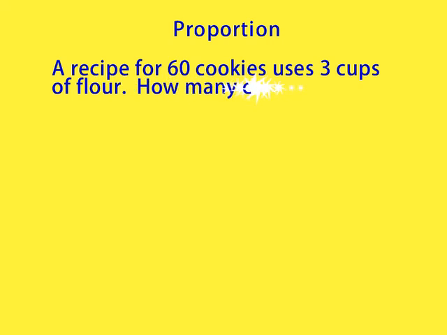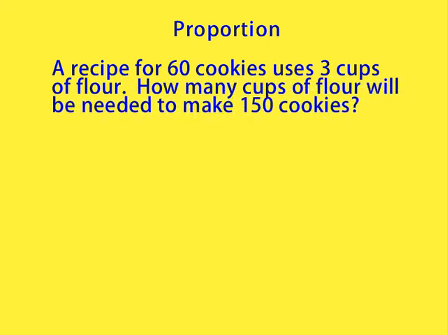Proportion problems show up frequently. In this case, a recipe says that 60 cookies use 3 cups of flour. How many cups of flour will be needed to make 150 cookies? Just simply set up your ratio. 60 is to 3, as 150 is to x, and when you solve, we get 7.5.